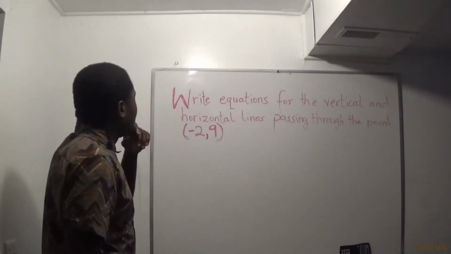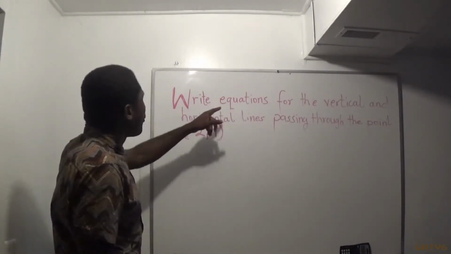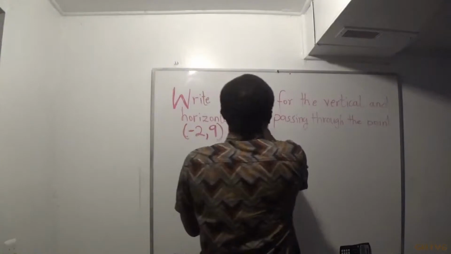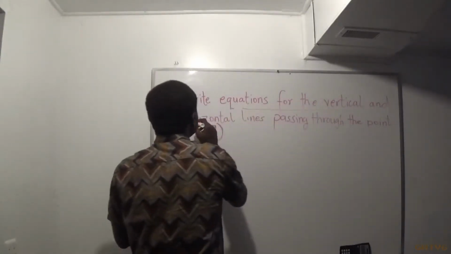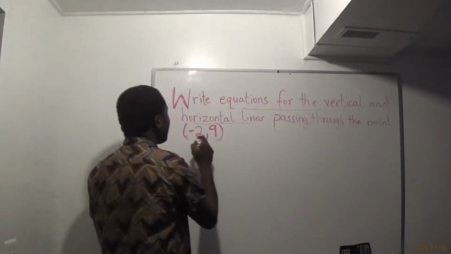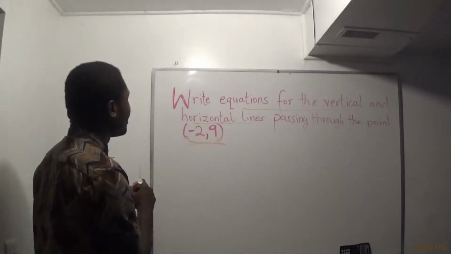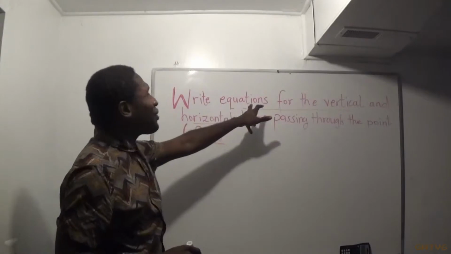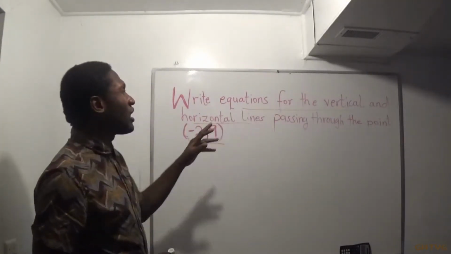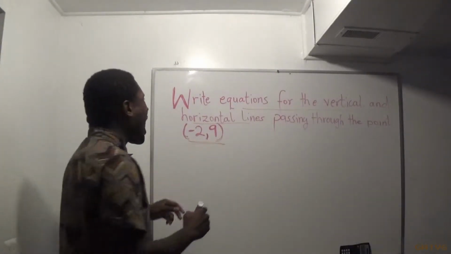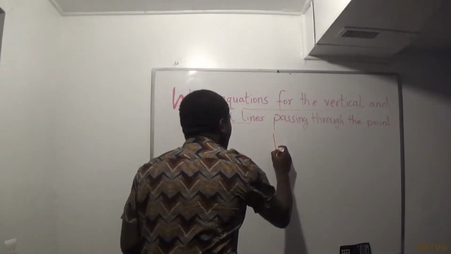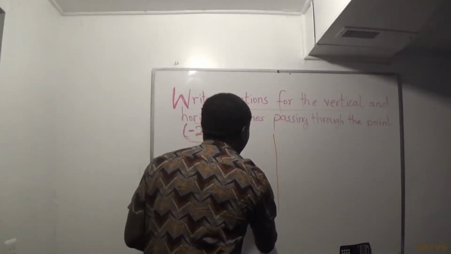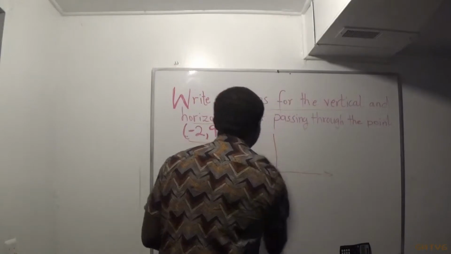So how am I going to do this question right here? Write equations for the vertical and horizontal lines passing through the point -2 and 9. Well, whenever I'm writing equations for vertical and horizontal lines and I'm given a point, I know that I have to graph. So I'm going to have my graph like that.